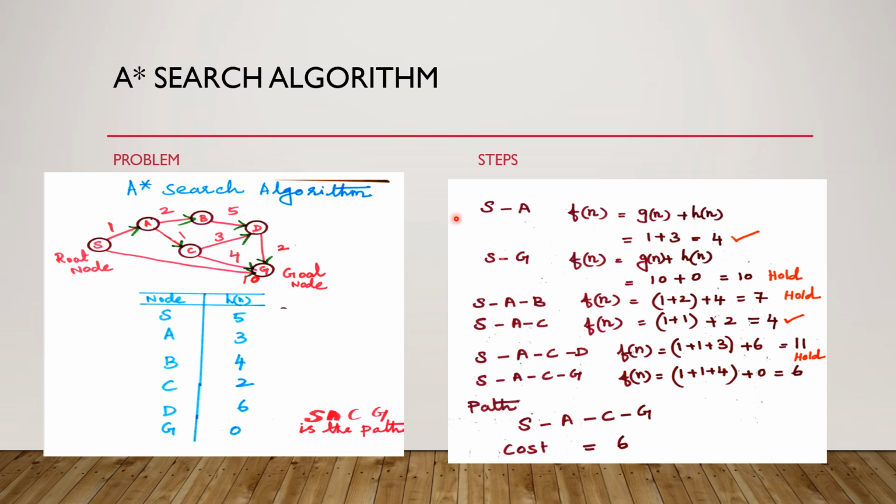Start from the initial node. Here, which one is the initial node? S is the initial node, and the successor, reachable nodes of S are A and G.